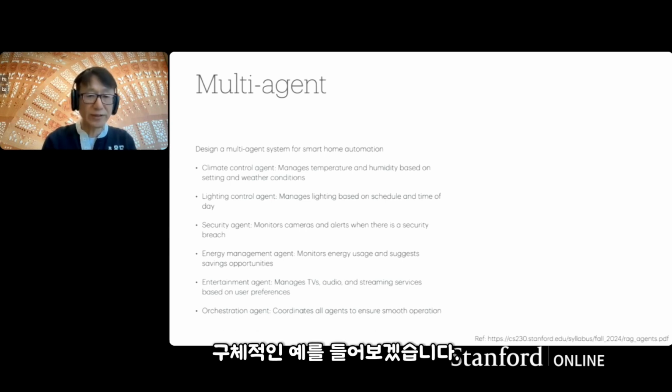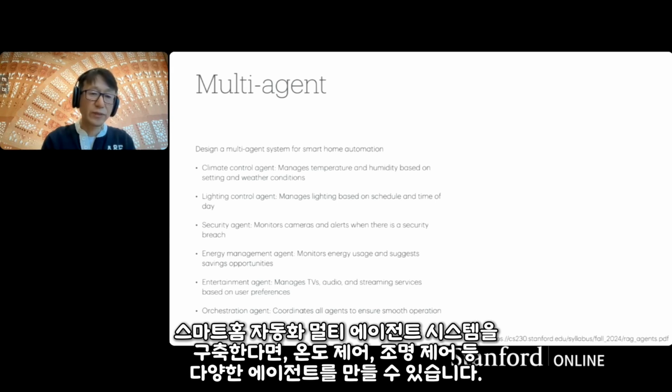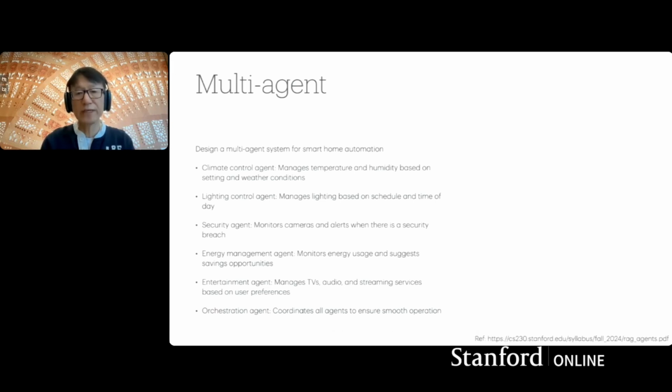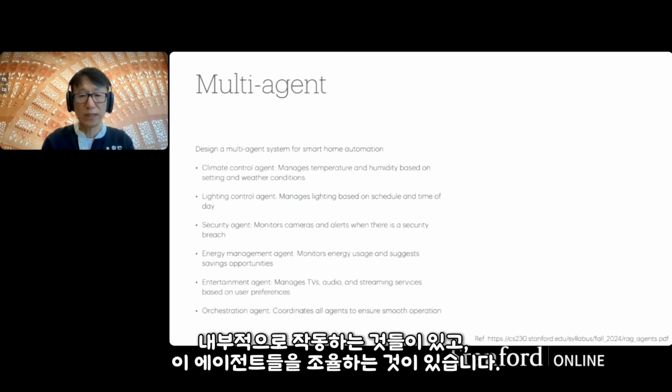So let's use a concrete example here. If you build a multi-agent system for smart home automation, you could create different agents: a climate control agent, a lighting control agent, and so on. These are software pieces that include a different prompt with a persona, as well as handling external triggers. And then the orchestrator, essentially a model prompt together with software scaffolding around it, coordinates these agents and the whole activity.